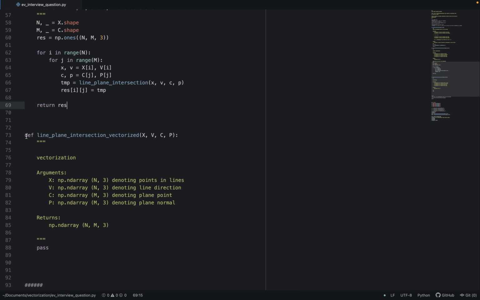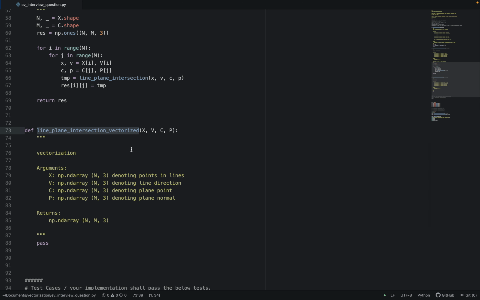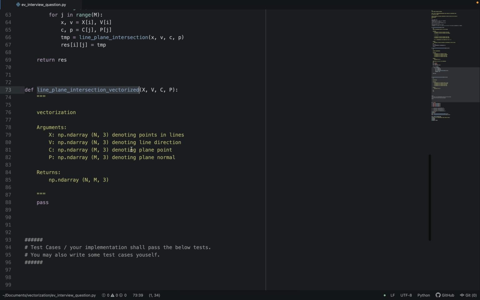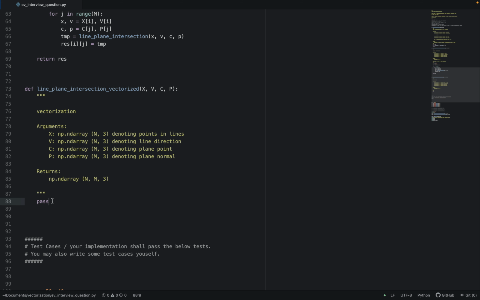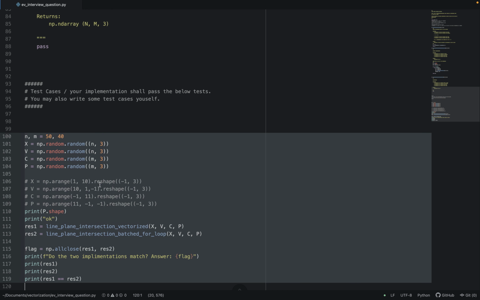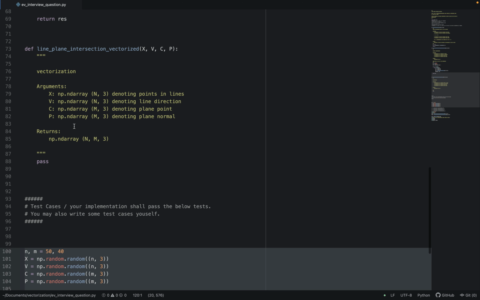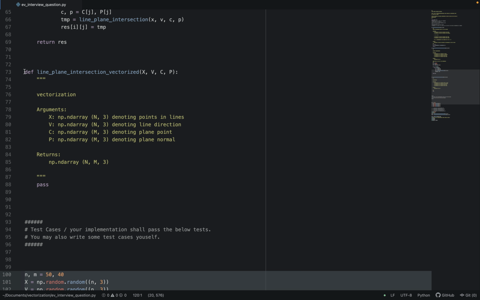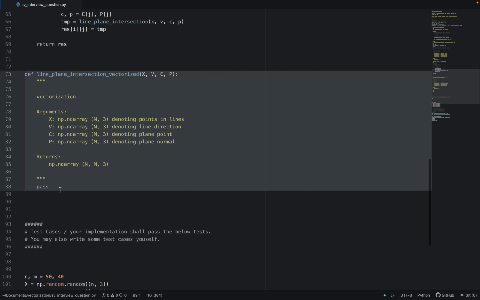The second one requires some thought and familiarity with tensor operations. Tensor operations or vectorization are very important for data analytics and machine learning, for example when you use PyTorch, TensorFlow or other frameworks. For this part, I will leave it to you as an exercise. Here are some test cases, and you can also write some test cases after you do the implementation. With that said, that's about it for this video. Thank you.